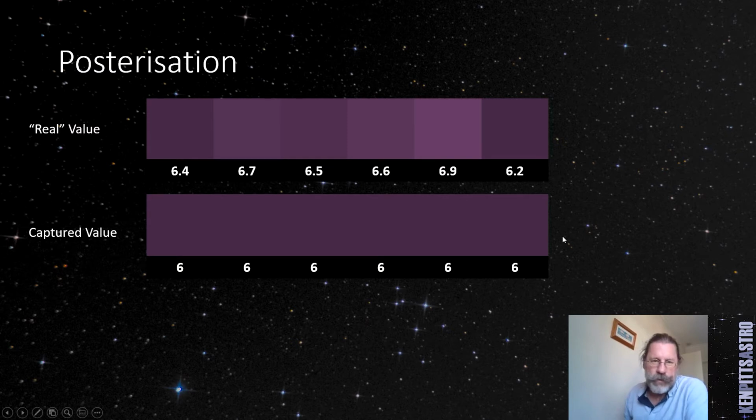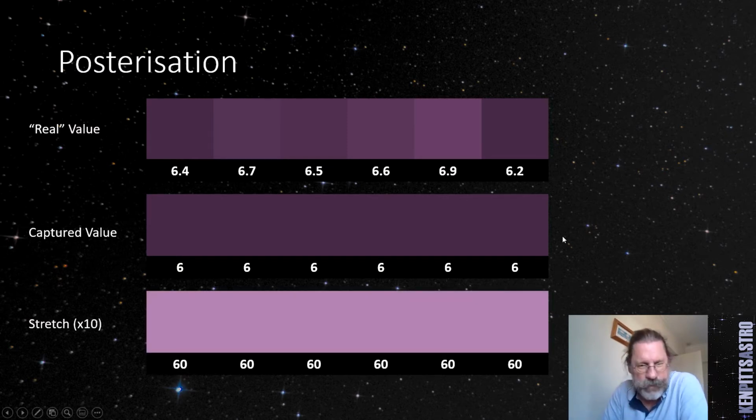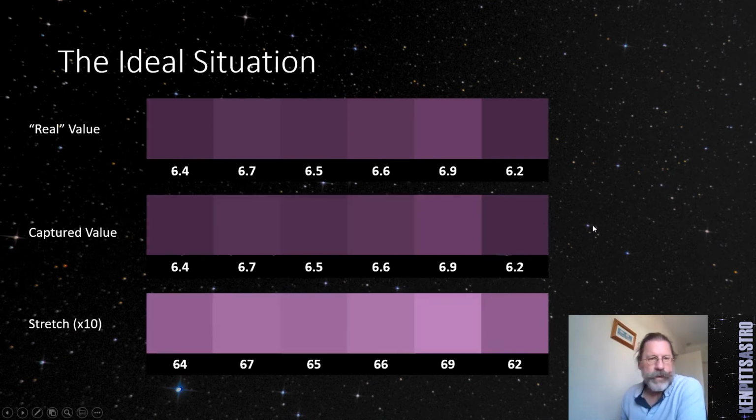And then when you come to stretch it, let's make the maths easy and times it by 10, you'll see that they still all have the same value. And that's where these gaps come from, because you're taking a 6 and you're stretching it up to 60, you're taking a 7 and you're stretching it up to 70, and there's still nothing in between. The ideal situation would be this, where we capture the exact value that we want to come in, and then when we stretch it, we can multiply by 10, and we've got this extra precision to allow us to still see the detail.